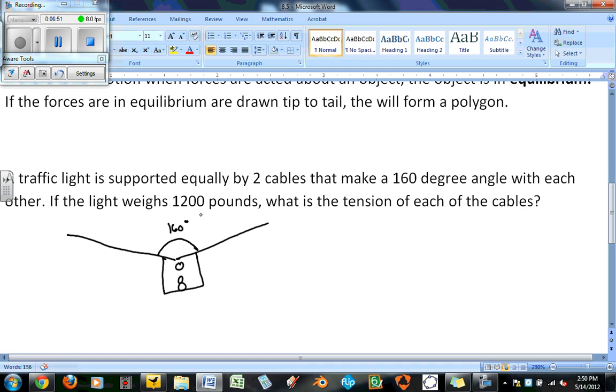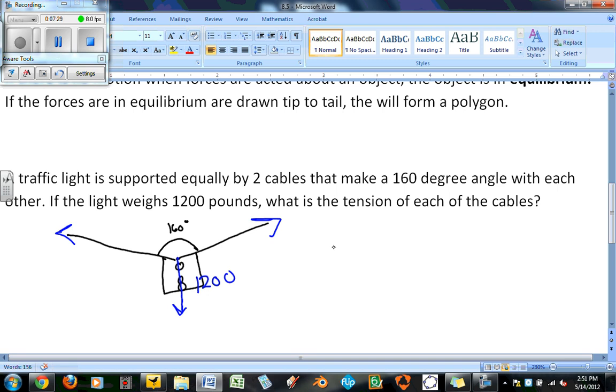If the light weighs 1,200 pounds, what is the tension of each of the cables? So this has a force going downwards of 1,200 pounds. Okay? So if we draw these guys tip to tail, these vectors, this vector's got to exert a force this direction, and this one's got to exert a force this direction to make sure it holds this guy up. So if we draw these guys tip to tail, we'll have something like this.